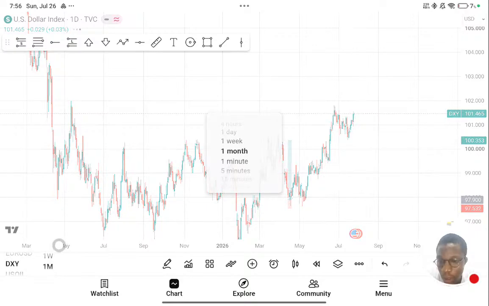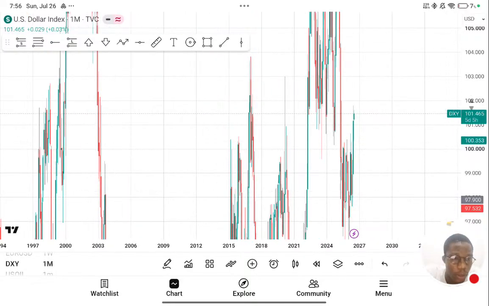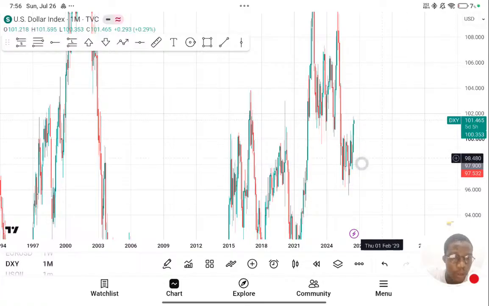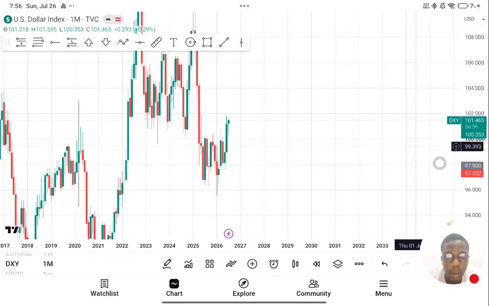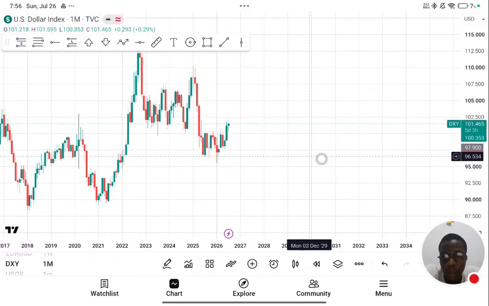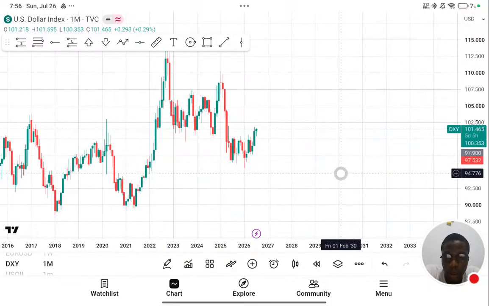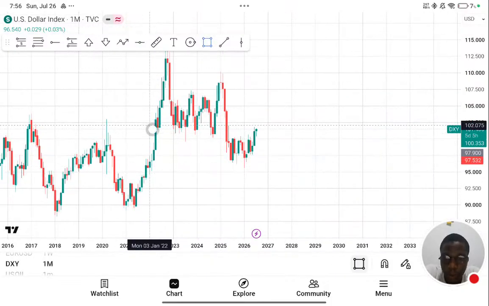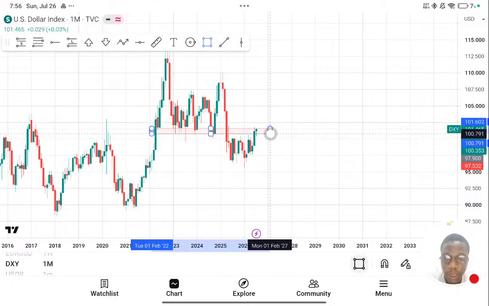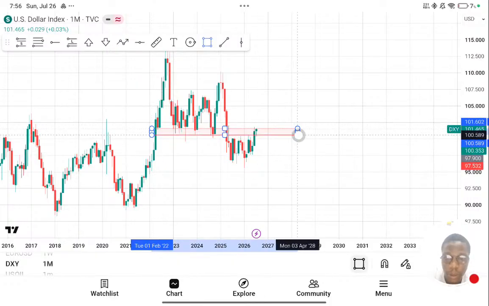So I think the month is coming to an end. We've got 5 days, and July will be ending. So I think we'll do due diligence to see what's happening. From the monthly perspective, this level right here was a resistance. This here was a support, rather.